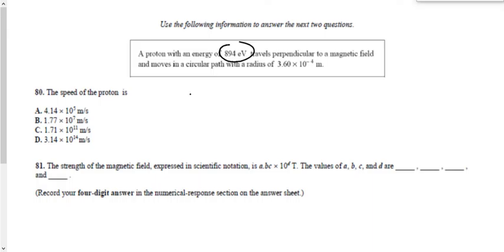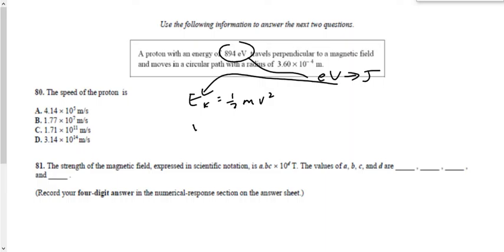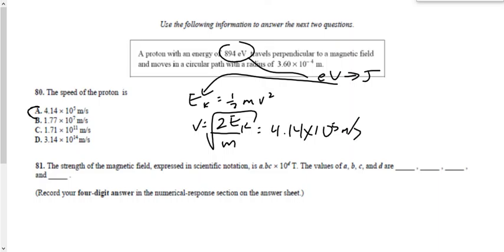All we're going to do is say EK is equal to 1/2 mv squared. Make sure you convert this to joules and plug its value into here for EK, solve for v. When you do that, 2 EK over m, square root it, you end up getting 4.14 times 10 to the 5 meters per second. So the answer for number 80 would be A.